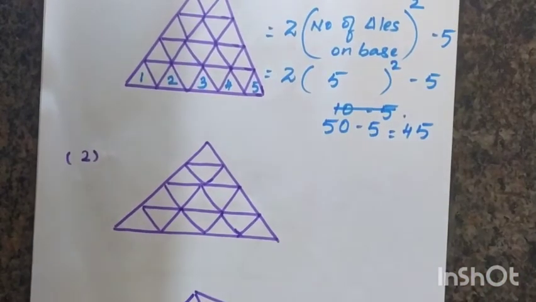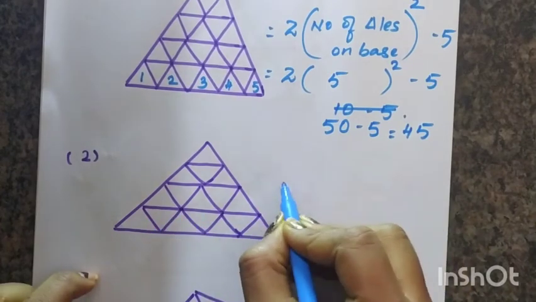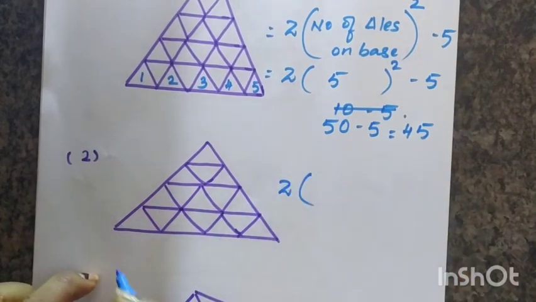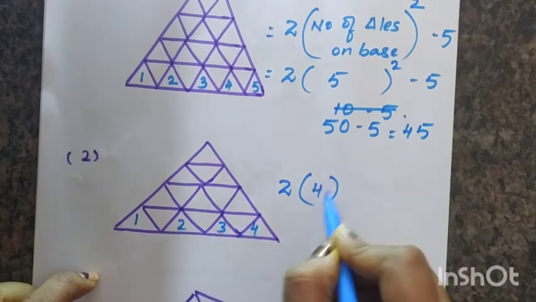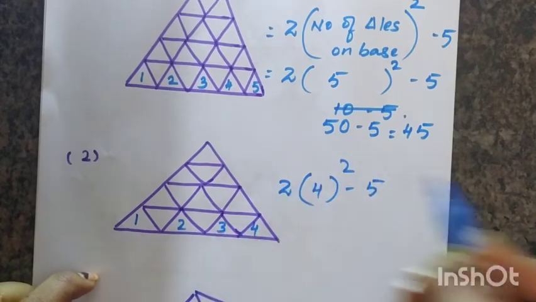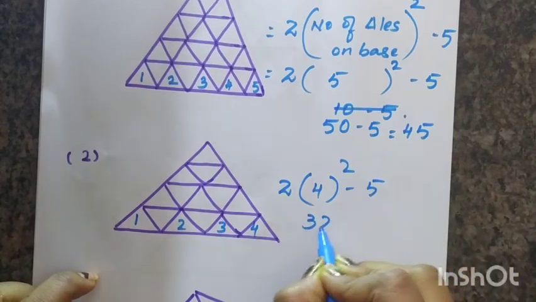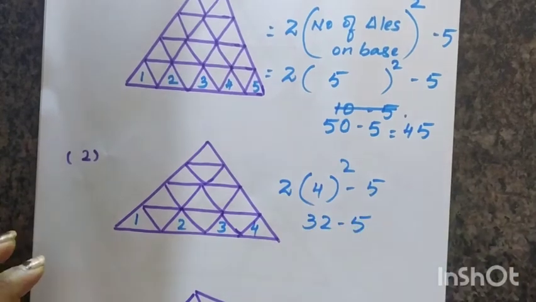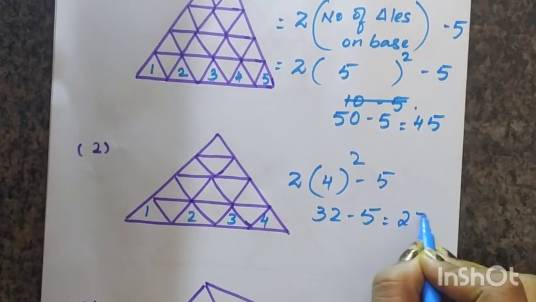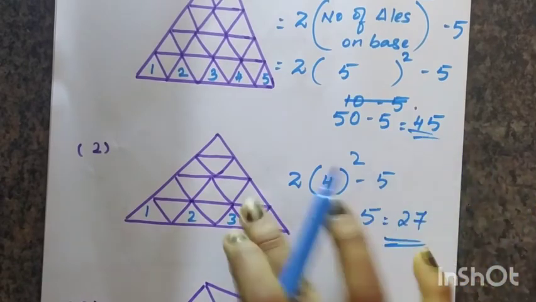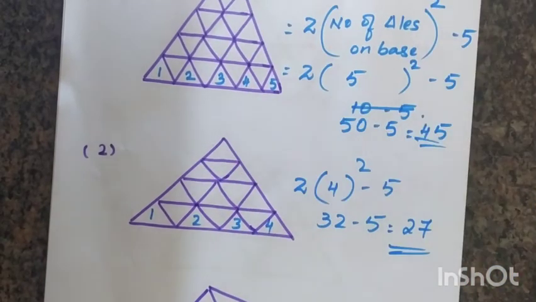Now the second question. Again 2 into number of triangles in the base. 1, 2, 3 and 4. So 4. 4 square is 16. 16 into 2 is 32. 32 minus 5. Hence 27. There are 27 triangles in this figure and 45 triangles in this figure.